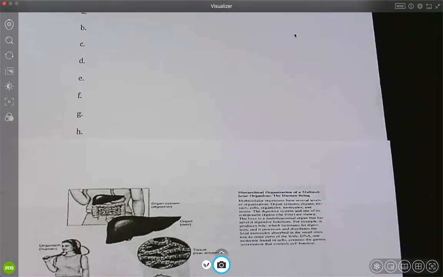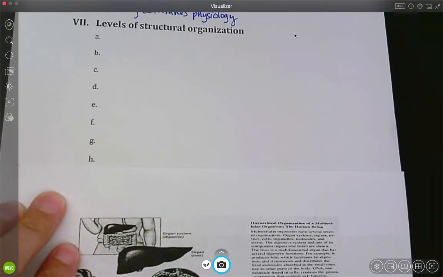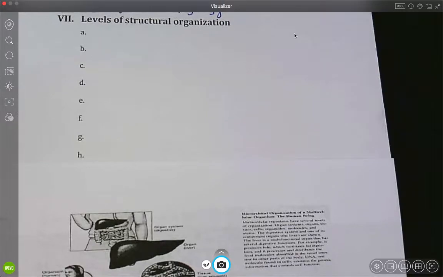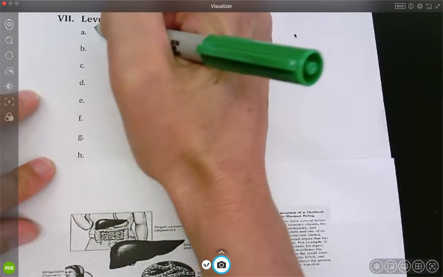All right, so let's start right where we left off, and we are looking at levels of structural organization. So what it's asking is, how is the body organized? We're going to start at the smallest part and work our way up. On the back of this page is this picture that I have down here, and we'll look at that off and on. So the smallest thing that we're going to find is atoms.